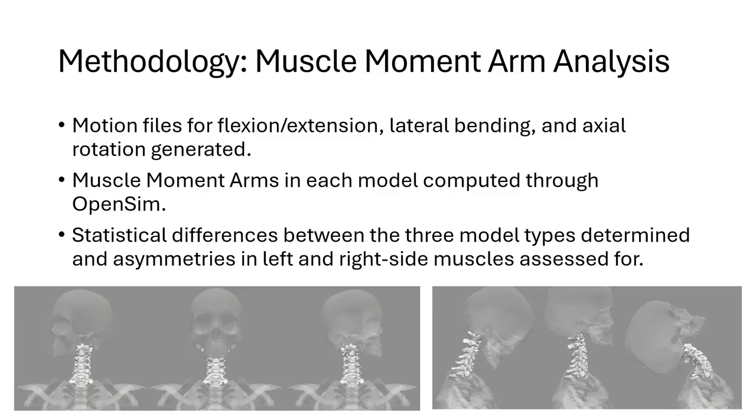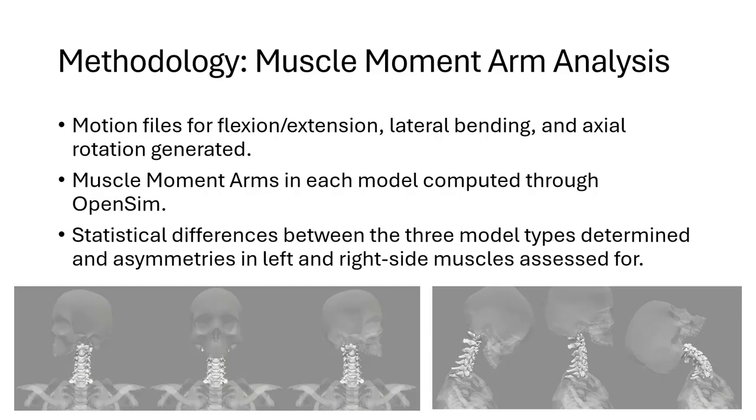Now, the next part was preparing for the muscle moment arm analysis. Firstly, motion files simulating the rotation of the joints through the full range of motion were required and generated. This was for flexion extension, lateral bending, and axial rotation. On the image on the left here, you can see the full range of axial rotation, and on the right is the full range of flexion extension used.